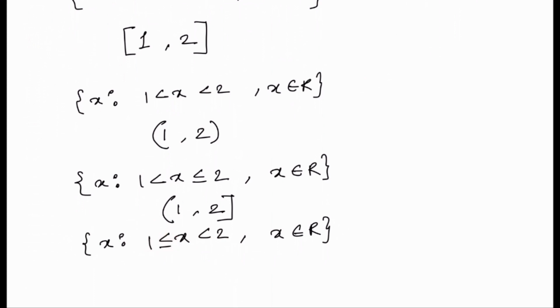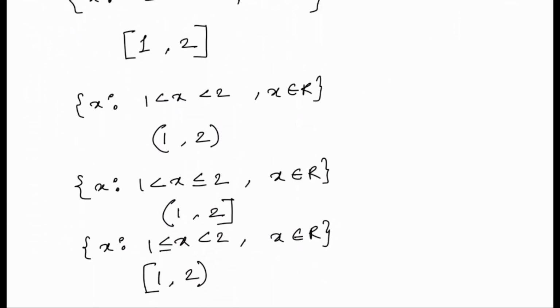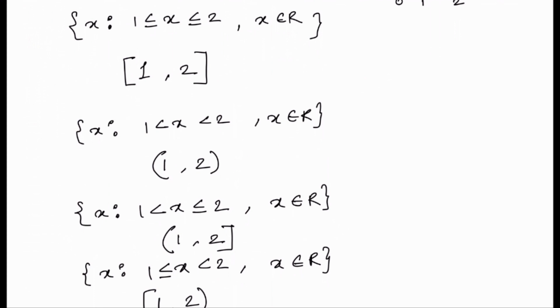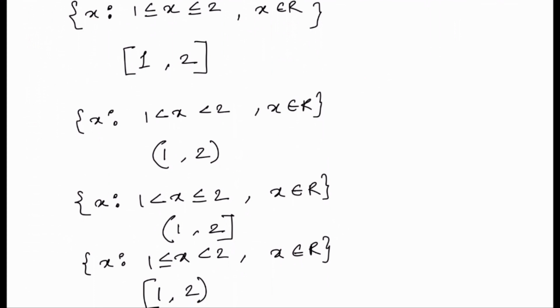So in this case, 1 is included. In this set, 1 is present, because we have considered x as an element of this set and x is equal to 1, and x is greater than 1. So 1 is included in the set. For 1 we will use this bracket, and for 2 we will use this bracket, because 2 is not included. All the elements are less than 2, not equal to 2. It means 2 is not present in the set. So for 2, we will write this bracket.